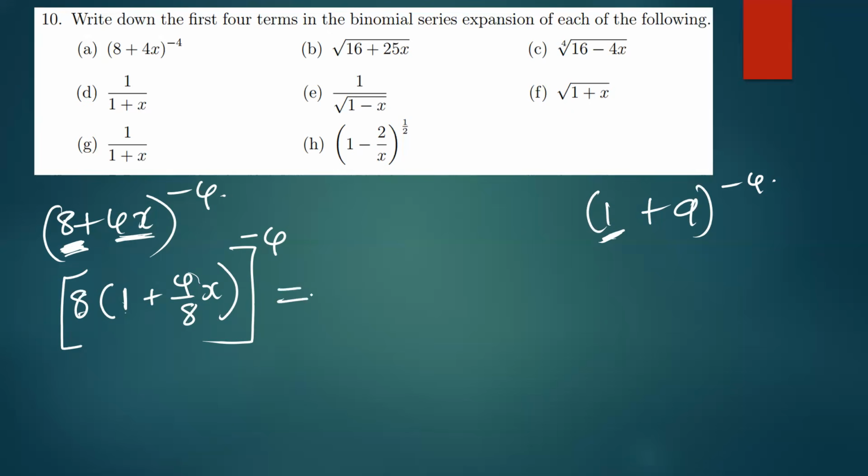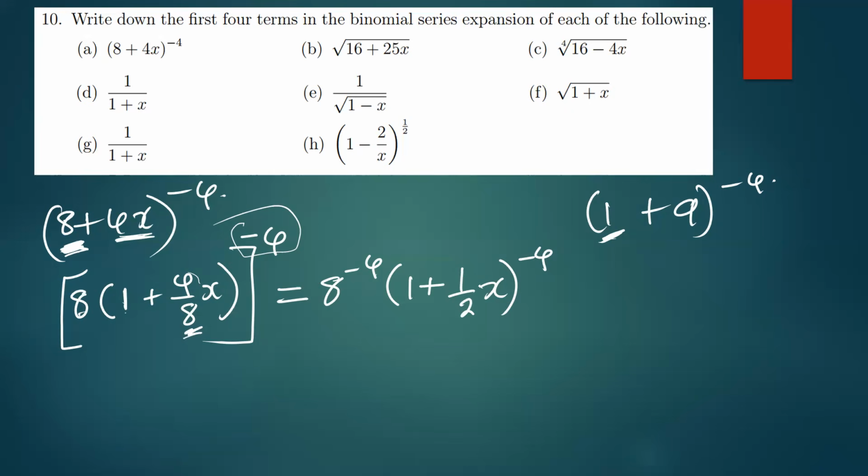Then from there, you can distribute the power. So we're going to have 8 to the power -4, open brackets, then you have 1 plus 4/8. So 4/8 can also be simplified to what? To 1/2. So this is 1/2x. Close the brackets. Then we have -4 also there. So I've just distributed the power, and I've also reduced this part to its lowest term.